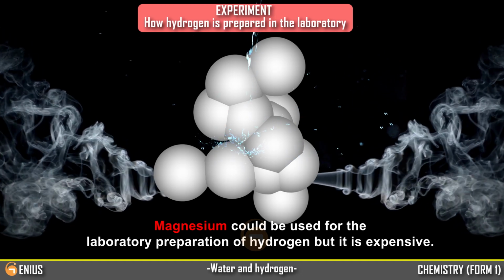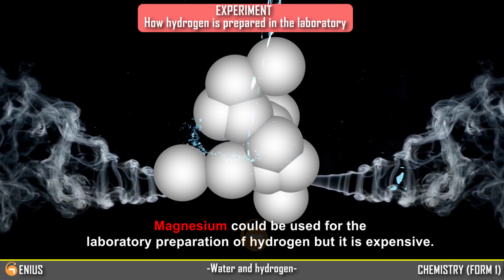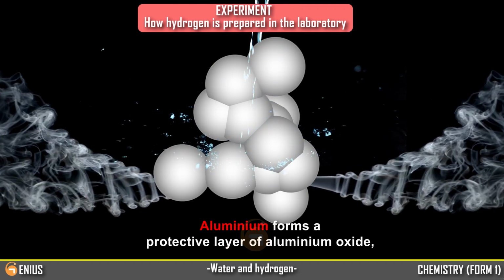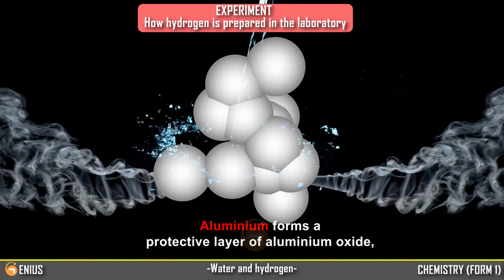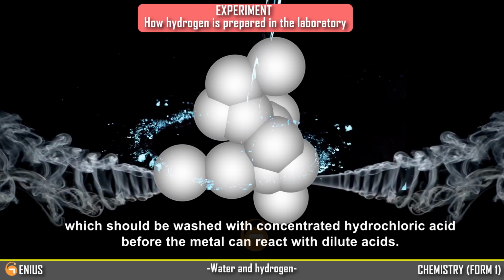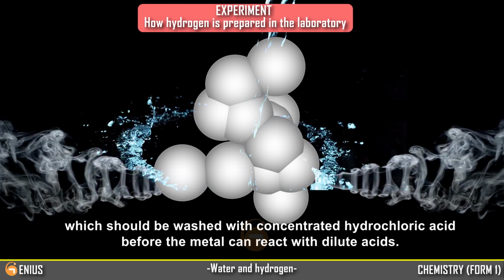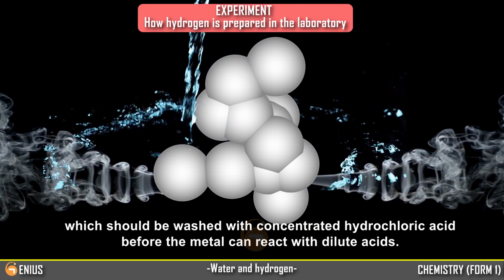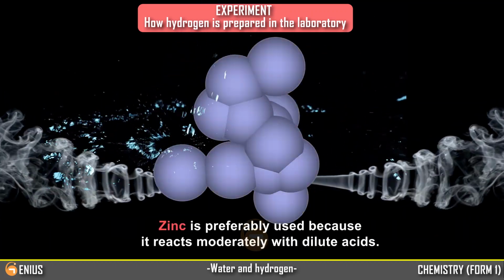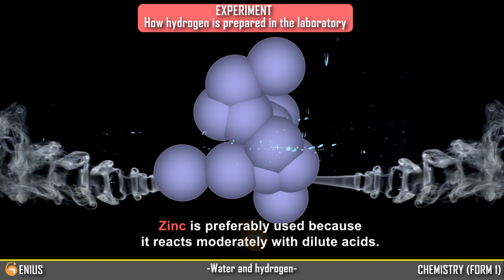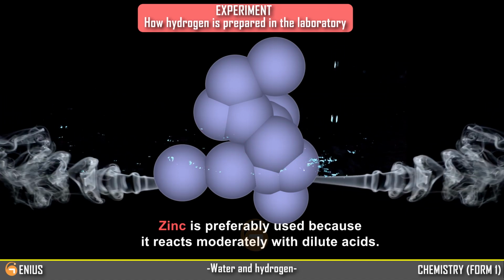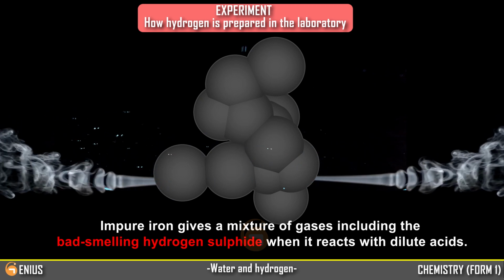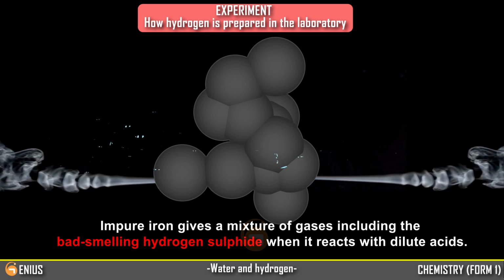Magnesium could be used for the laboratory preparation of hydrogen, but it is expensive. Aluminium forms a protective layer of aluminium oxide, which should be washed with concentrated hydrochloric acid before the metal can react with dilute acids. Zinc is preferably used because it reacts moderately with dilute acids. Impure iron gives a mixture of gases including the bad-smelling hydrogen sulfide when it reacts with dilute acids.